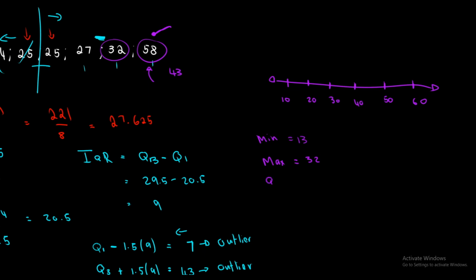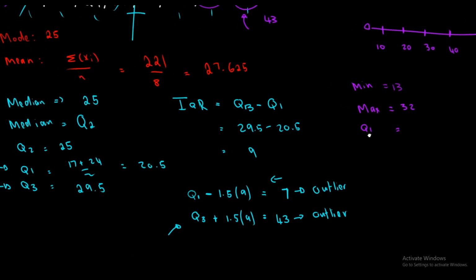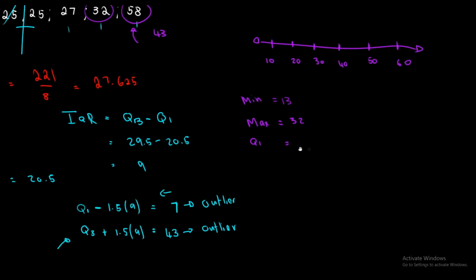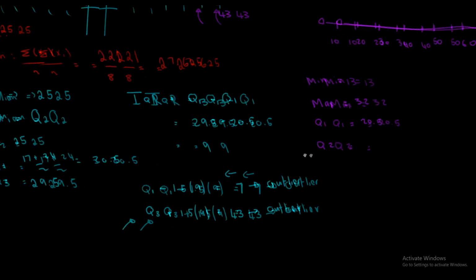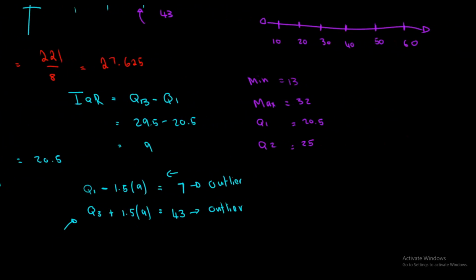Then you need quartile 1, which we calculated, which is 20.5. Then we have quartile 2, which was 25. And then we have quartile 3, which was 29.5. Let's identify our outliers.